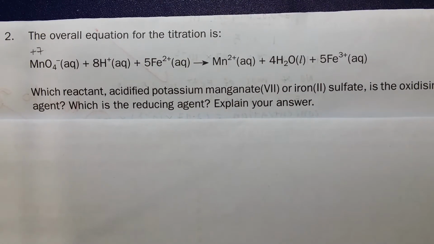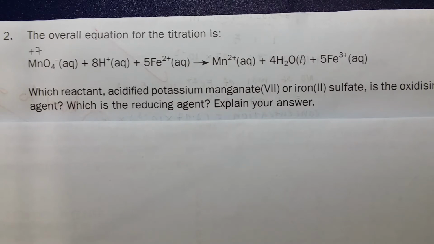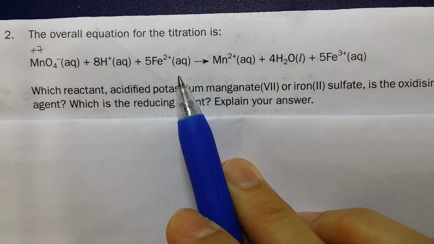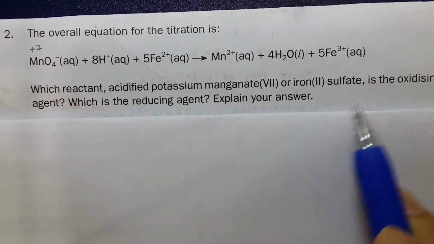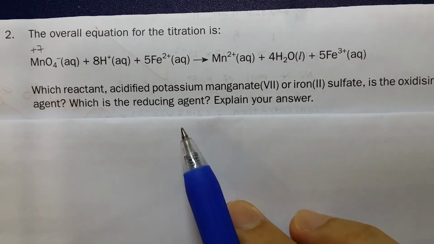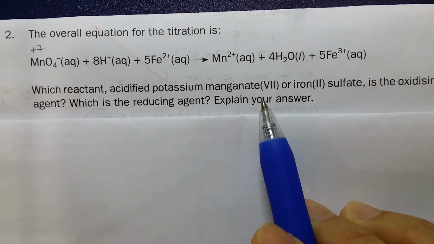In this video, I'm going to talk about this particular question from the redox chapter. The overall equation for the titration is as shown here. Which reactant, acidified potassium manganate 7 or iron 2 sulfate, is the oxidizing agent and which is the reducing agent? Explain your answer.